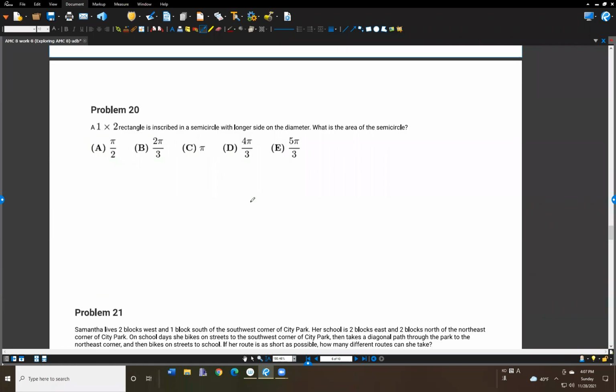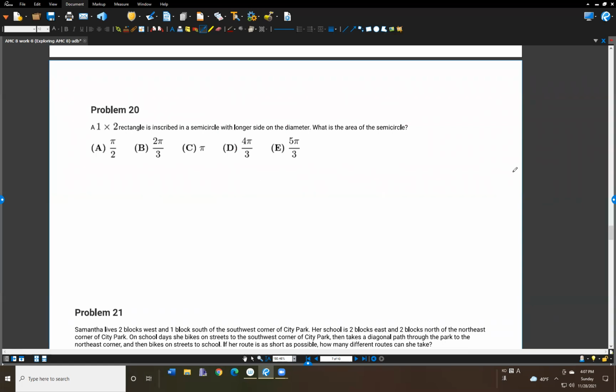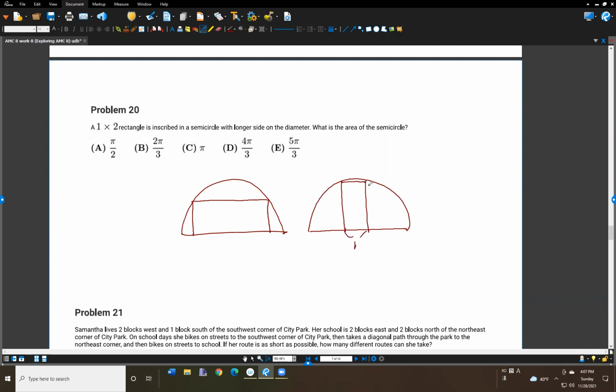Now let's do number 20 over here. A 1 by 2 rectangle is inscribed in a circle. This is a semicircle, not a circle. Semicircle. 1 by 2 looks like this way. Or 1 by 2, this is okay too.